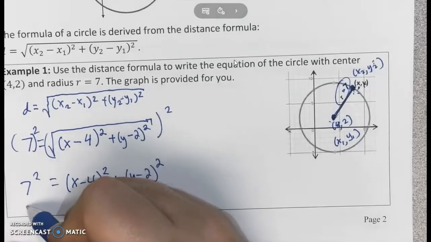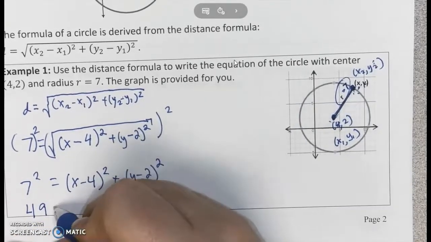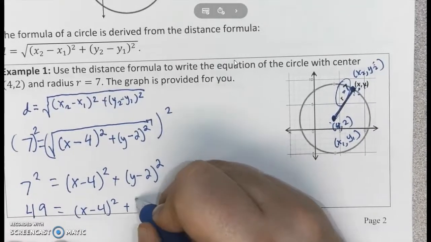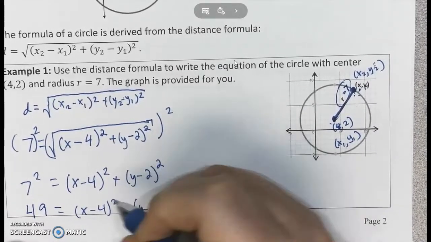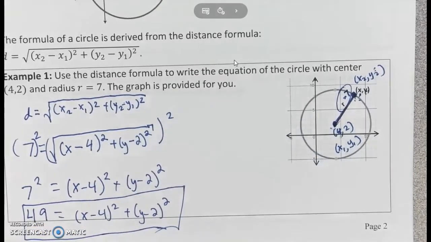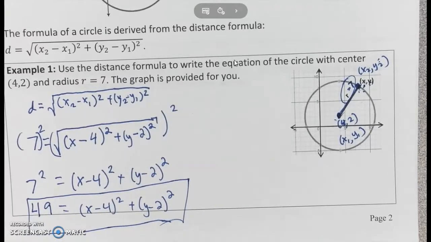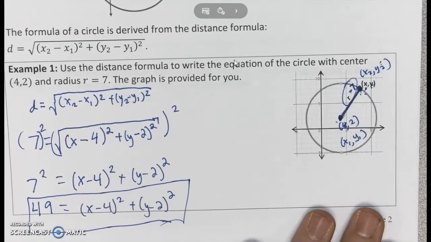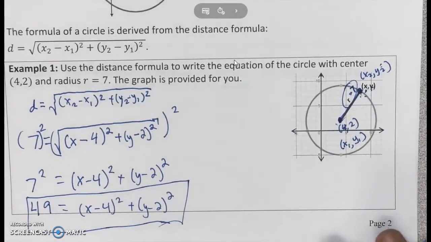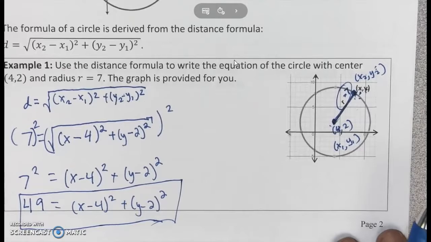And you could simplify that. You could say this is 49 equals x minus 4 to the power of 2 plus y minus 2 to the power of 2. And this would be the equation of your circle. So what did we do there? What we've essentially done is sort of prove that we can use the distance formula to find the equation of a circle. But it'll be kind of tedious to have to use this distance formula every time we want to find the equation of a circle.